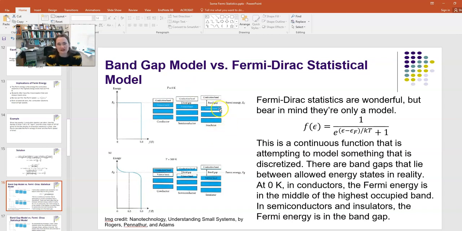Now, in an insulator, you've got a huge gap in between the valence band and the conduction band. The Fermi energy lies in the middle there, but there's actually a decent amount of energy in between the top of where the electrons really are in this valence band and the Fermi energy that's seen.